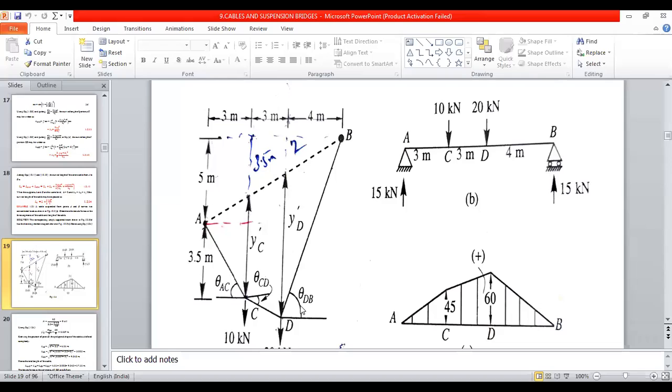Made the formulas for support at the same level also, right? So the problem is taken from that one. Already I explained.